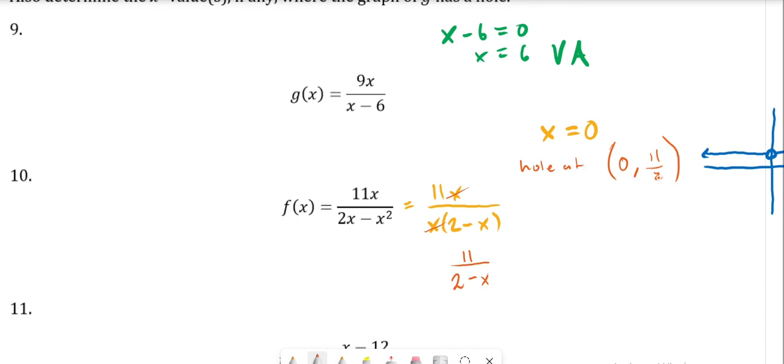So I'm not saying we get 11 over 2 for this function. I'm saying we get 11 over 2 for this function, where we already had this sort of implied understanding that we weren't going to plug in 2. So this is a little bit of a trick, because no, we're not really plugging in 2 into the original function. That was forbidden. Instead, I'm plugging it into this function after cancellation just to determine what y value is left out of our graph. There will be a hole at 2, 11 over 2.